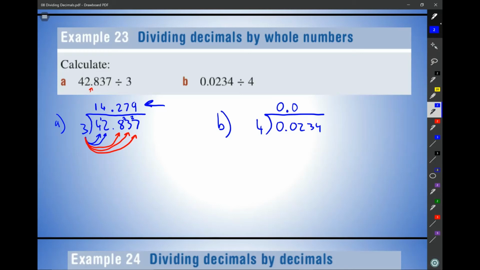2 divided by 4 can't work, so our 2 goes down here. 23 divided by 4 is 5. There are 3 left over. And 34 divided by 4 is 8. And there are 2 left over. And 4 divided by 20 is 5. And this number here is now the answer.